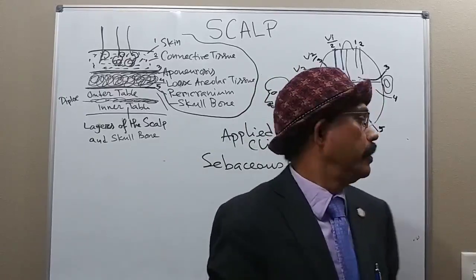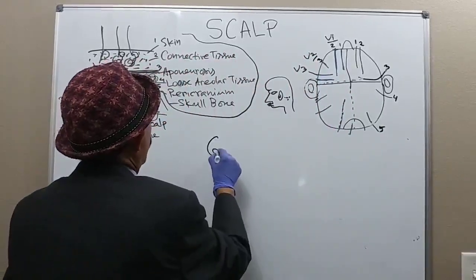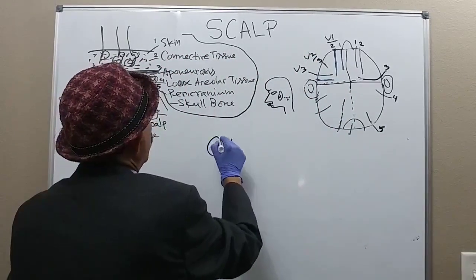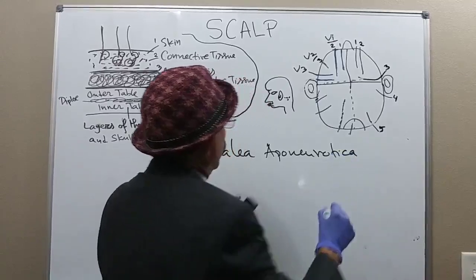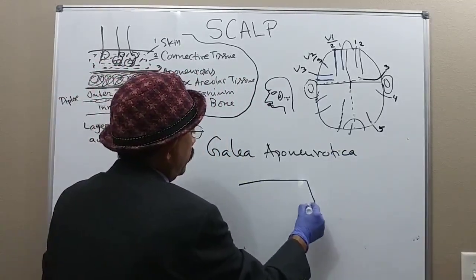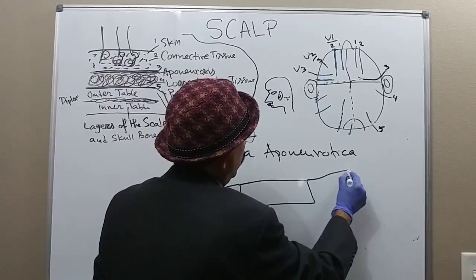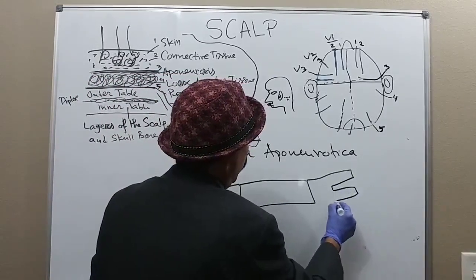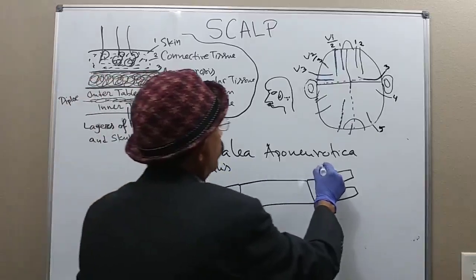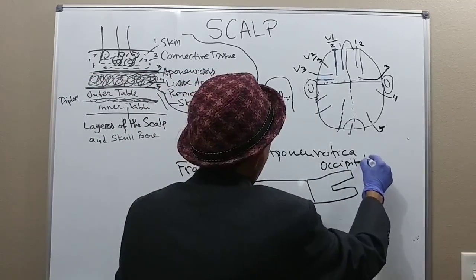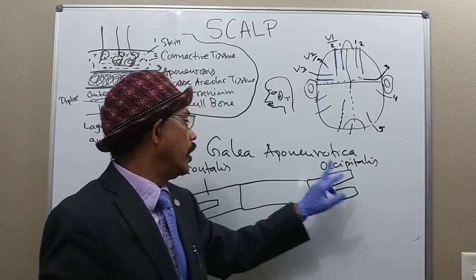Then this is very important, the galea aponeurotica or epicranial aponeurosis. It is like a shield. It is connected to two muscles. One is the frontalis, another one is the occipitalis. Occipitalis is connected to the external occipital protuberance and the superior nuchal line.